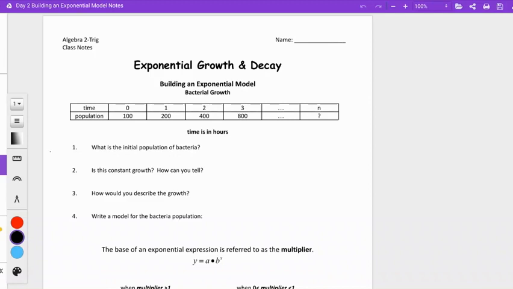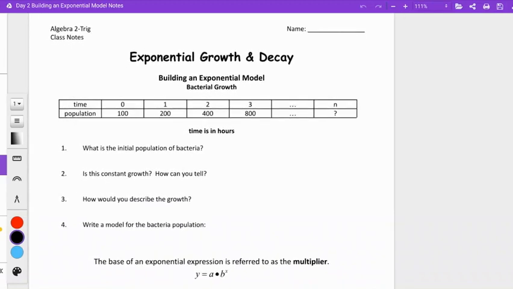So if we take a look at this first example, it looks like we're taking a look at some bacterial growth, right? So if we take a look at time, and notice that it says time is in hours down below. If we take a look at this information, it looks like when we start out, at hour 0, our population is 100. So you can say that that's like 100 microorganisms, 100 populations of bacteria, whatever the case might be. And then after hour 1, it bumps up to 200. And after hour 2, it bumps up to 400. And after hour 3, it bumps up to 800.